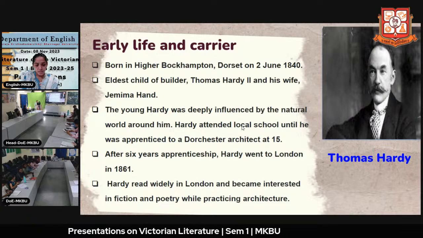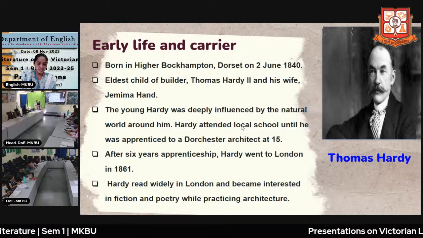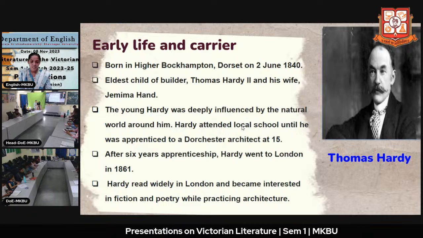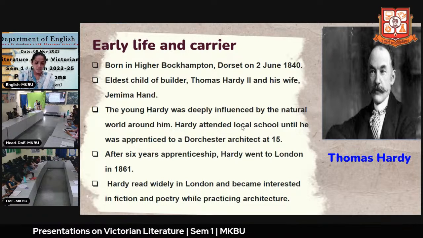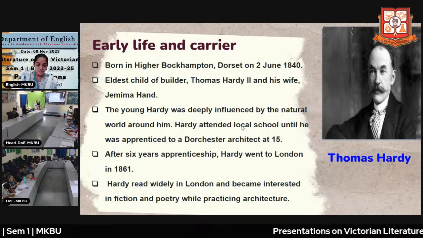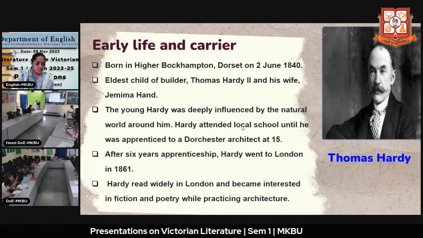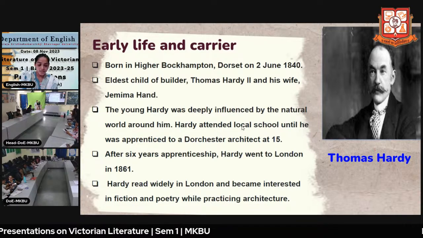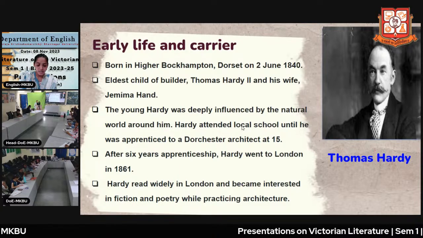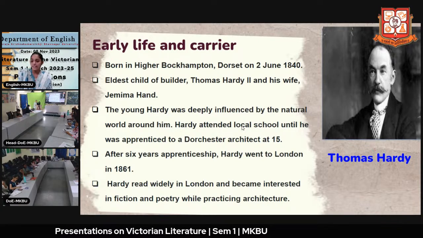He was born in Higher Dorset on 2nd June 1814, the eldest child of builder Thomas Hardy II and his wife Jemima Ann. The young Hardy was deeply influenced by the natural world around him. Hardy attended local school until he was apprenticed to a Dorchester architect at the age of 15. After 6 years of apprenticeship, Hardy went to London in 1861. Hardy read widely in London and became interested in fiction and poetry while he was practicing architecture.